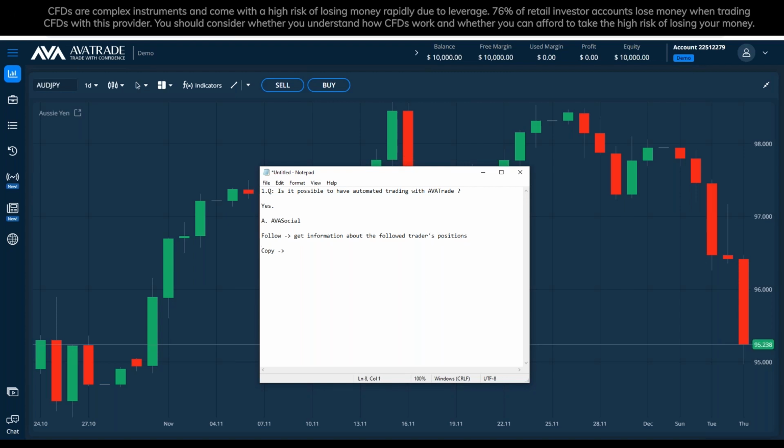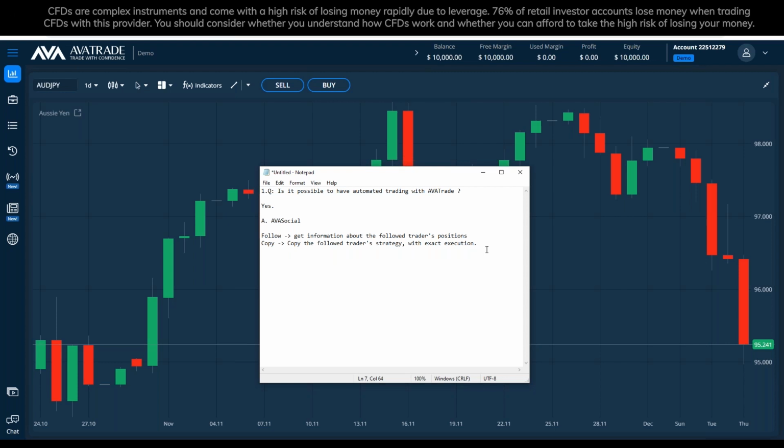So follow, you get information about the followed trader's positions, and when you copy, it's automated. Copy is just automated trading. Just copy the followed trader's strategy with exact execution. The only thing is, if you have a different balance than the person that you're following, obviously don't expect to get the same results.